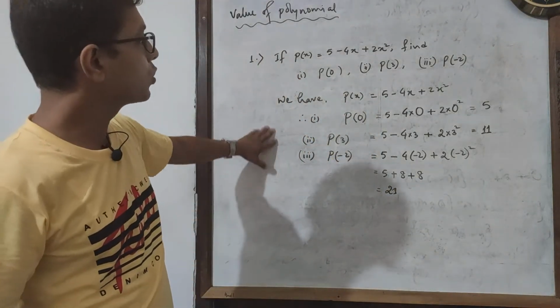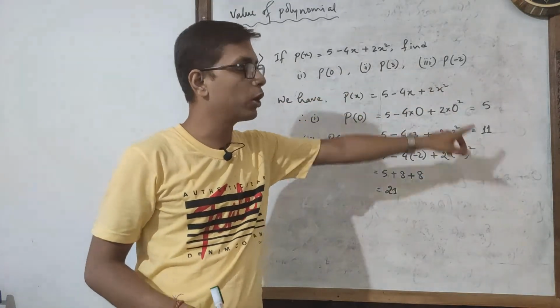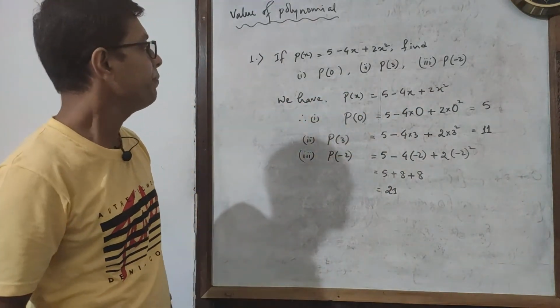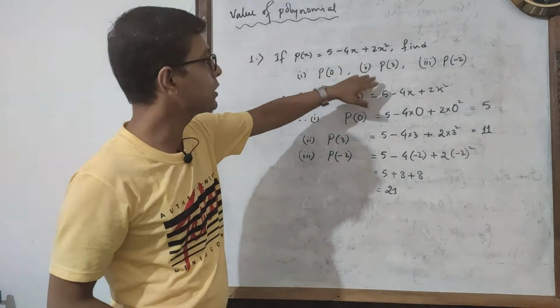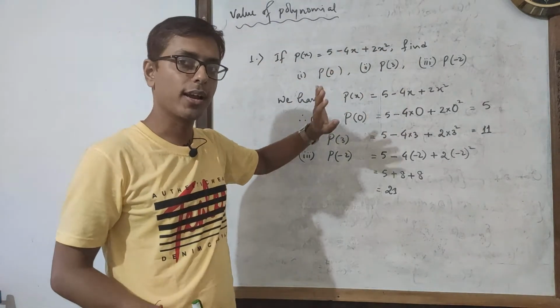Okay, so hope you have understood how to find the value of the polynomial. It will be given in the text also that for different values of x, you are asked to find the value of the polynomial. Clear?